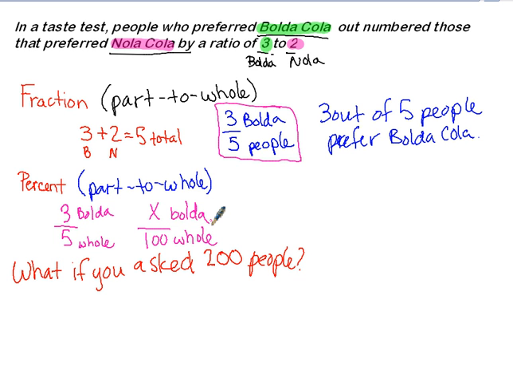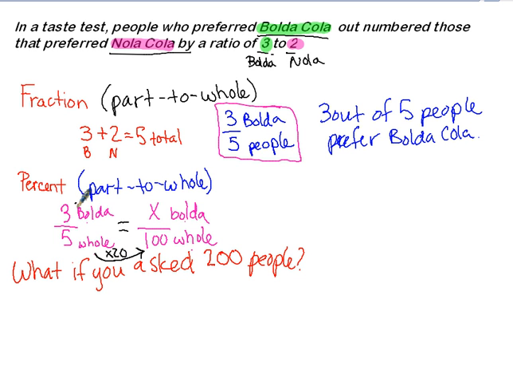It's really important to look at your labels. Since this is Bolda to whole, your other ratio has to be Bolda to whole. Now we know that they need to be equivalent, or it wouldn't be a true statement for the percent. At this point, you can solve it in many different ways. The most common way right now is to say, well, if 3 out of every 5 people like Bolda Cola, then how many groups of 5 people are in 100? We know that 5 times 20 is 100, so that means there's 20 groups of 5 people.